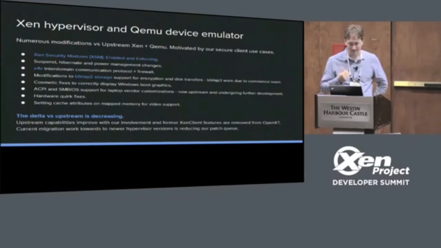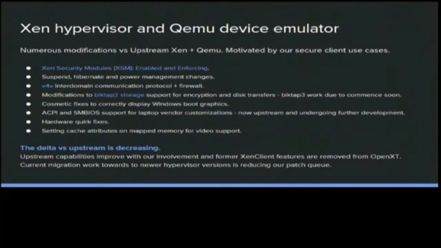So moving on to the next technology component we use within OpenXT. We use the Xen hypervisor and the QEMU device emulator. However, we have a large number of modifications to upstream Xen and QEMU, which are maintained in a patch queue. The reason we have this series of modifications and can't just use upstream Xen is that there are small changes we need to make that are motivated by our secure client use cases.